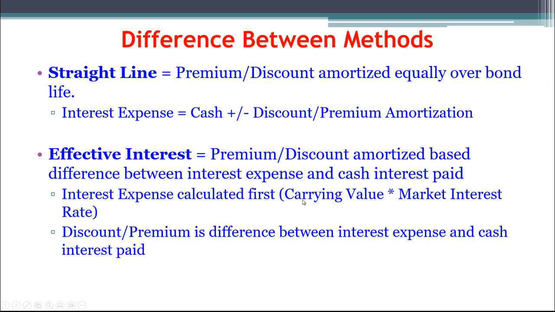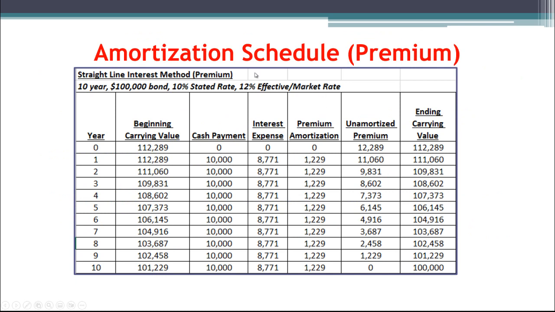And because of the nature of this calculation and the fact that our carrying value changes over time, the interest expense every year will change, as will the discount or premium. But of course, the cash is locked in. That's different than our straight line method, where of course the cash payment stays the same, but under the straight line method, since we're spreading out that premium or discount evenly, every year is going to have the same premium, and it's also going to have the same interest expense.